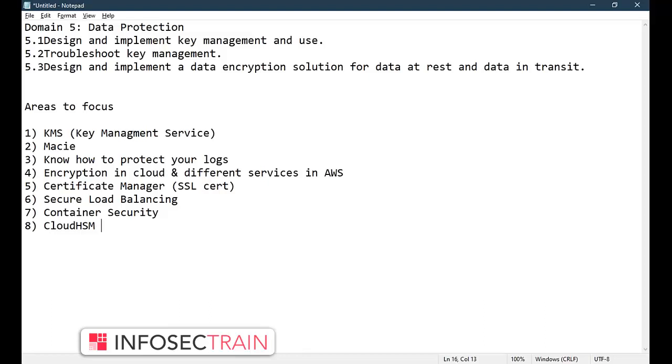No, there's no specific service for that. We have to configure that, Roshan. The service names are ECS and EKS.